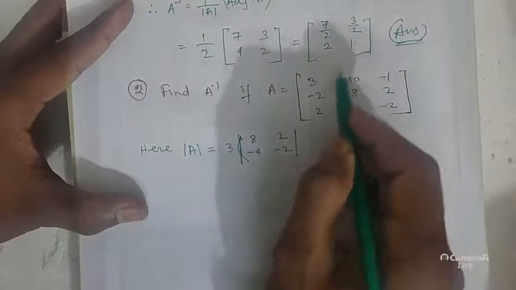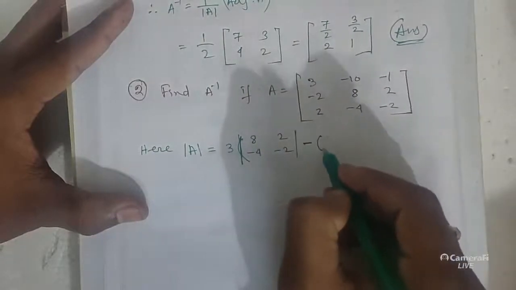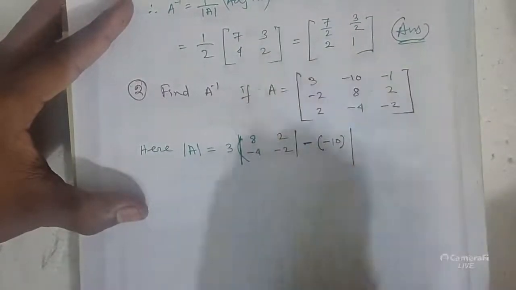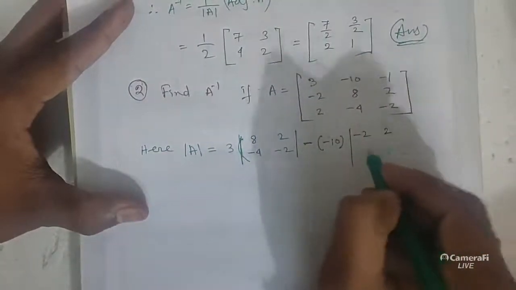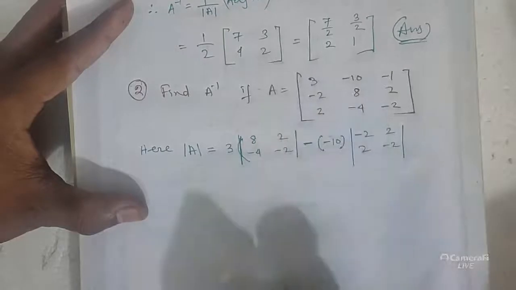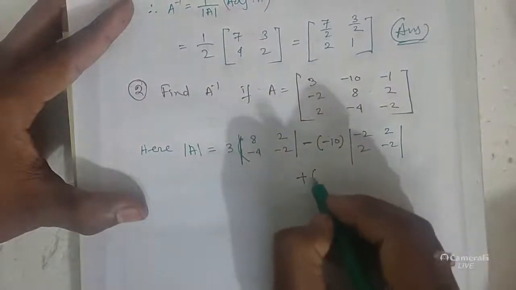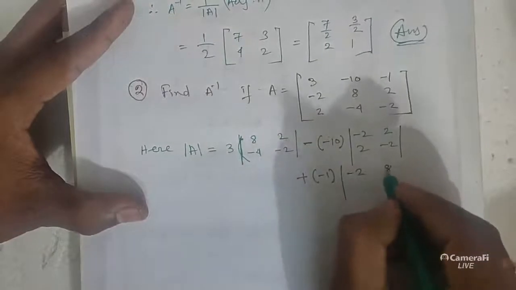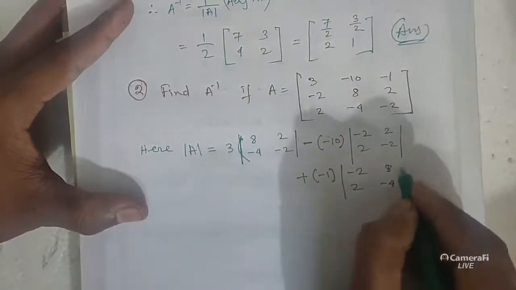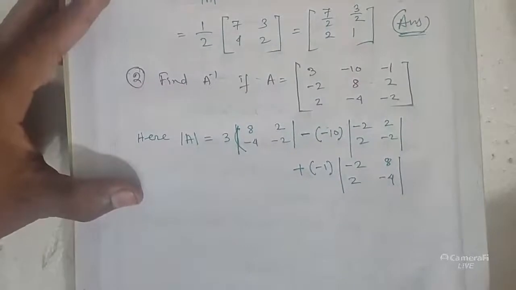Next, the sign of this element is minus. So minus of minus 10 into this column, this row off, so minus 2 2 2 minus 2, plus minus 1 into minus 2 8 2 minus 4. Done.